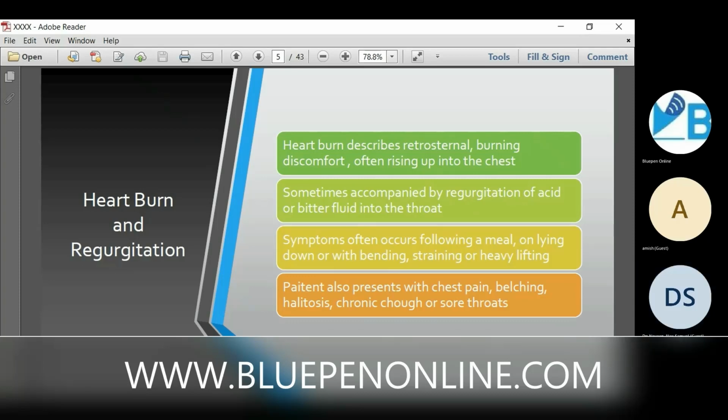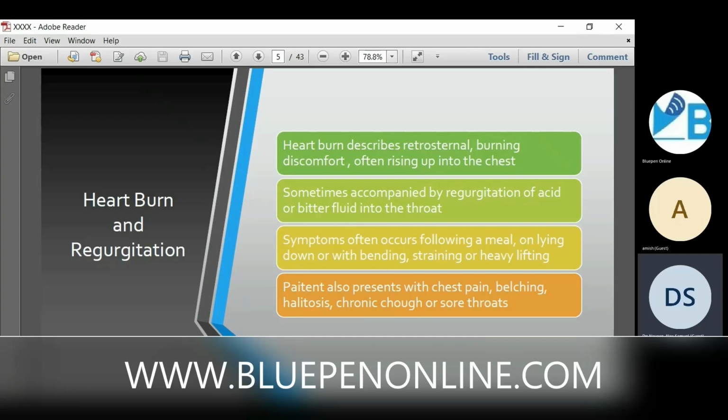Okay. So these symptoms often occur following a meal. Once a person has a meal, after the meal he will start feeling regurgitation and heartburn. There's a trend, like after having lunch they take a short nap in the afternoon. Soon after the food, if he lies down, he will again get heartburn. So that's why we tell the patients, as soon as you have a meal, morning, afternoon, or night, you should not sleep. You should sit for some time, and after half an hour or 45 minutes, only then lie down.